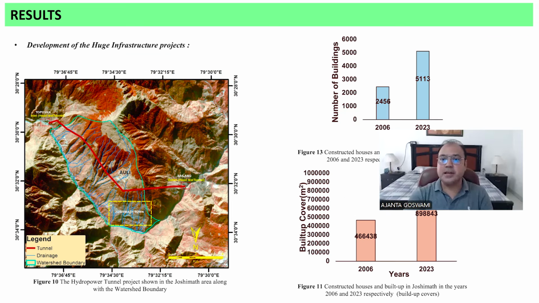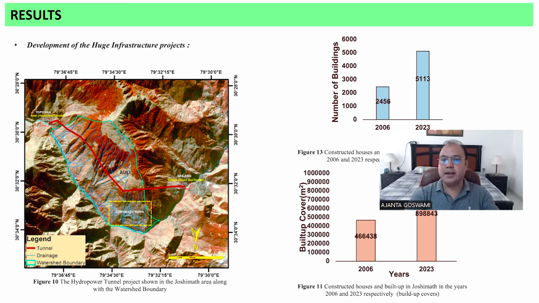This is interesting data which shows that in the year 2006, there were only 2,456 buildings in Joshimath town. By the year 2023, 5,113 new buildings came up. So it was just double by this time. Similarly, if we look at the built-up cover, the total built-up cover at that time was 466,438 in 2006. By 2023, the built-up cover area increased to 898,843, so it is close to 9 lakhs. That much built-up coverage took place.